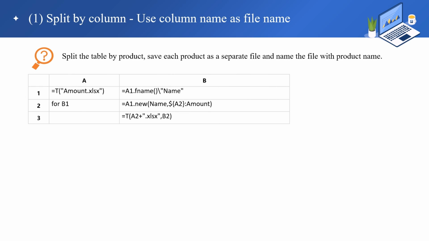Now let's write the script. Use the T function to open amount.xlsx, get the column names except name, loop through the column names, generate a new table sequence based on A1 and get the corresponding column values, use the column name as file name and save as an Excel file.